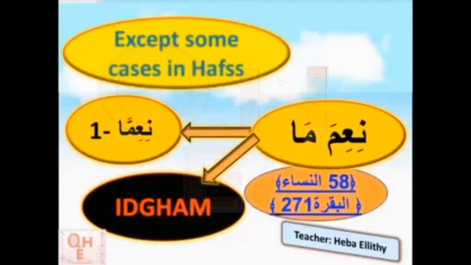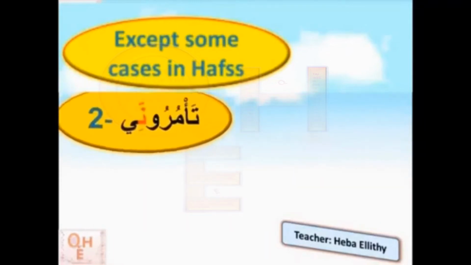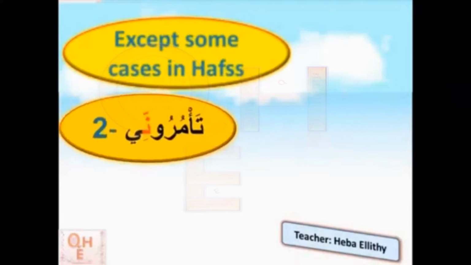And this, you can find it in Surah An-Nisa, in Surah Al-Baqarah, verse 58 and verse 271. You can look for it by your eyes. You can see the word ni'imma. This is how it's written in the Quran. Our second word is the word ta'muruni in the Quran, and this is how we read it.